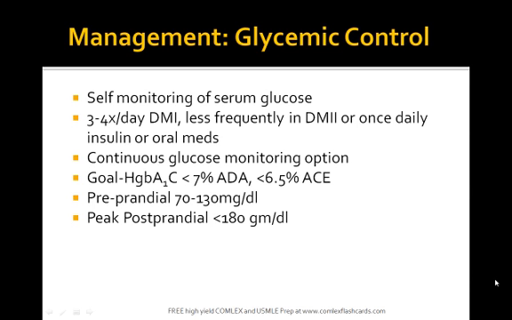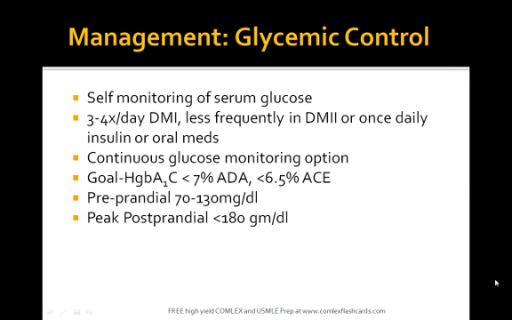You want to have self-monitoring of serum glucose, 3 to 4 times a day, recommended for type 1 and less frequently for type 2. You want to have continuous glucose monitoring. That's really important. And if the question COMLEX asks you how many times a day should a person be measuring, well, it should be multiple times a day.